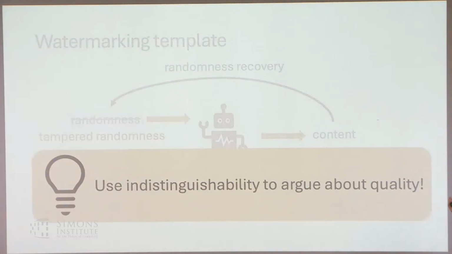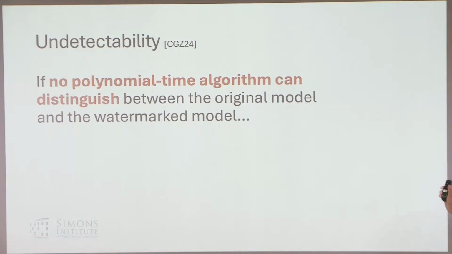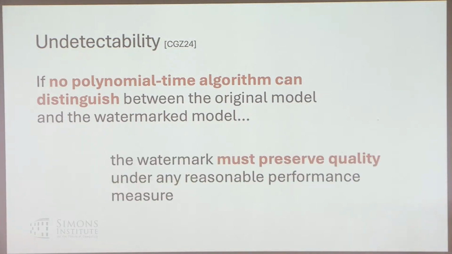And thankfully, since we're cryptographers, we can use indistinguishability to argue about quality. So let me tell you exactly what I mean by this. We know that if no polynomial time algorithm can distinguish between the watermarked algorithm and the original algorithm, then this means that in particular, any reasonable quality metric that you could actually evaluate efficiently will be the exact same on the watermarked model as it was on the original model.